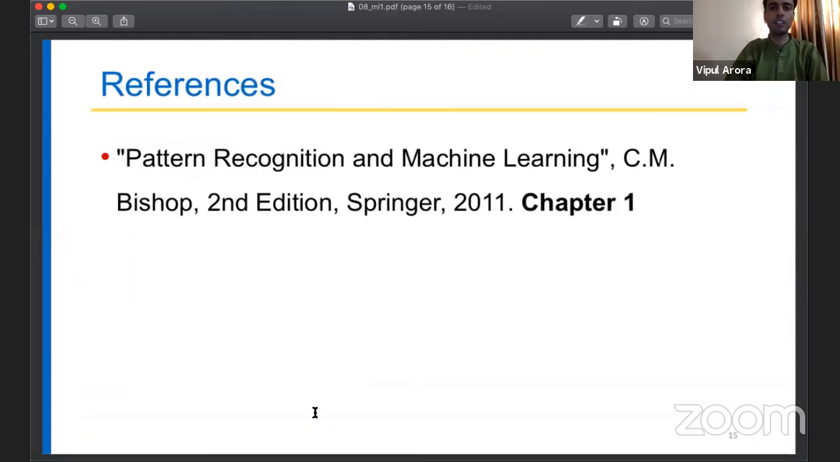There is a good reference here. The Christopher Bishop book I have already shared with you as a reference. It's available online, a free open source book by Christopher Bishop. Chapter 1 is very good. It's very well written and explains the concepts very nicely. I would highly recommend that you read this book, especially chapter 1. The title is Introduction, but it is a very detailed, very thorough introduction. Okay, thank you. Does anybody have any questions?